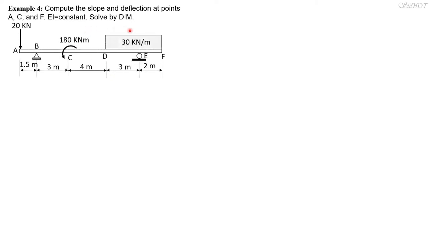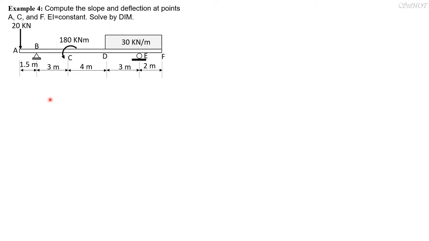Compute the slope and deflection at points A, C, and F. EI is constant, so solve by double integration. First, let's look at the figure. If we section the last segment of the beam, then everything is continuous, so there's nothing to modify the loadings in B.